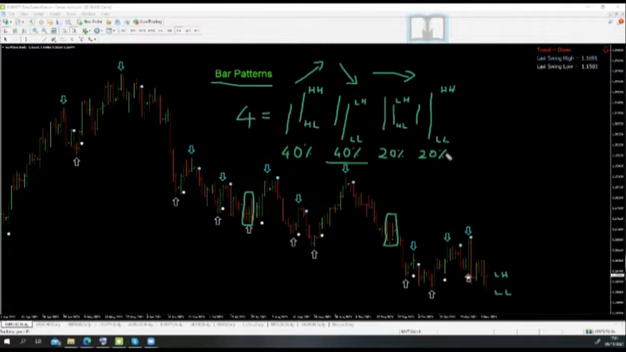So these 2 here, this will form 20% of the time equally, and the other 2, which are trending bars, will form at 40% each, so a total of 100%. So there you are. These are how the bar patterns will form.